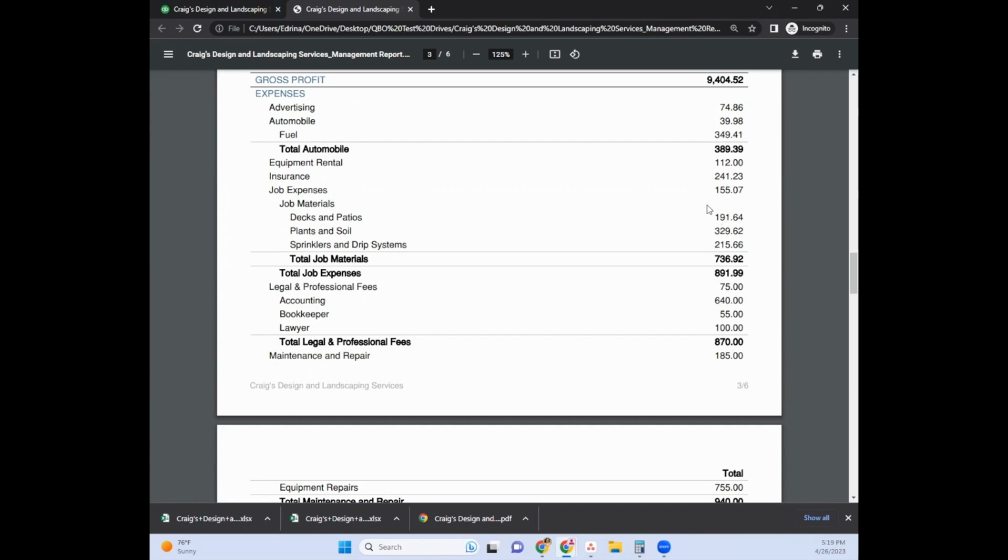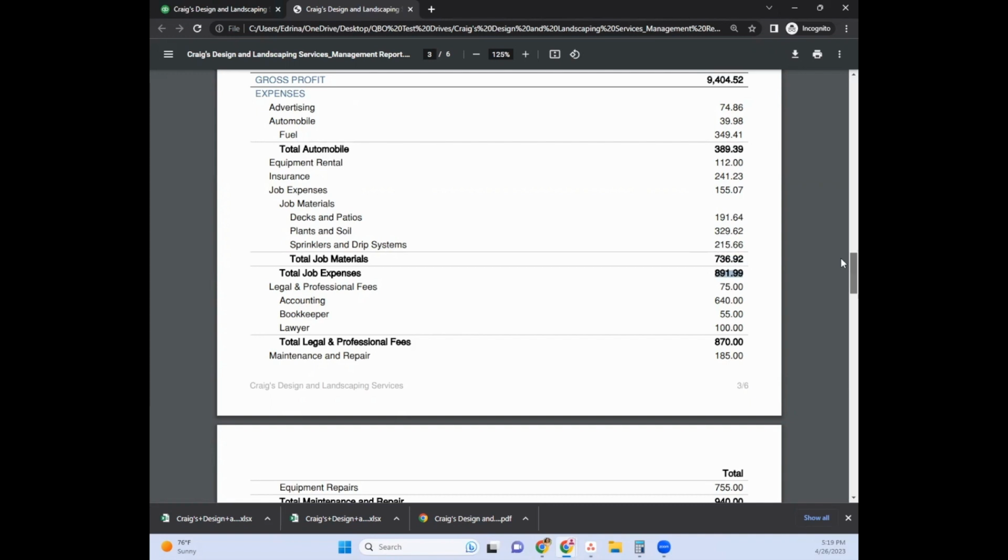And then there's decks and patios, plants and soils. So these are just what he spent in total for those 3 months on job materials. And there's the subtotal there. And then job expenses is $891.99.